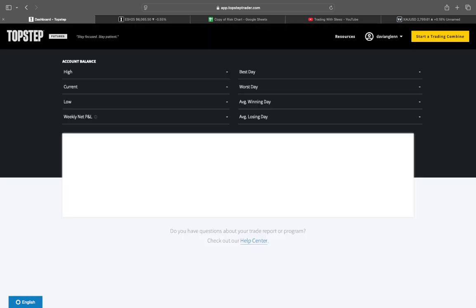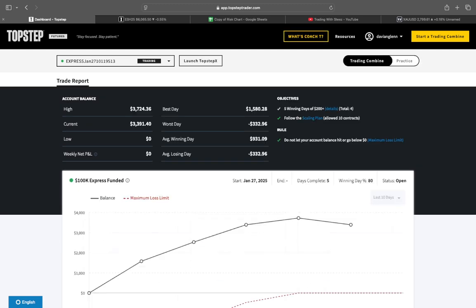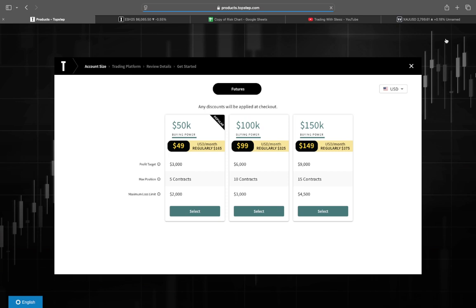Once you're signed in, I'm not sure what pages it'll take you through, but you want to look for something that says start a trading combine to go ahead and purchase your account. Once you've purchased your account, or you're at this screen right here, choose which account balance you want to go with. Now these $49.99, $149, these are a monthly fee.